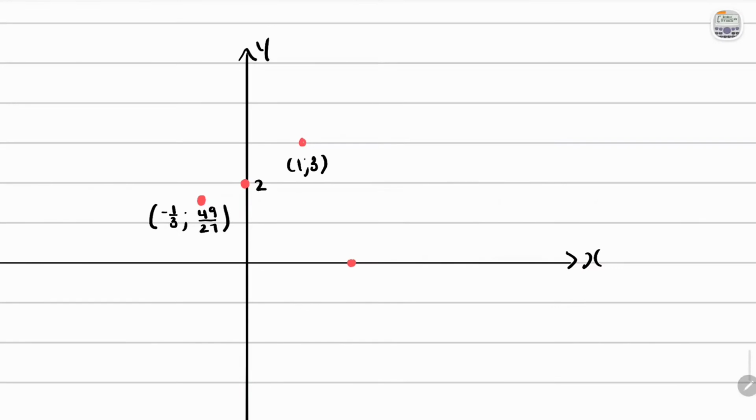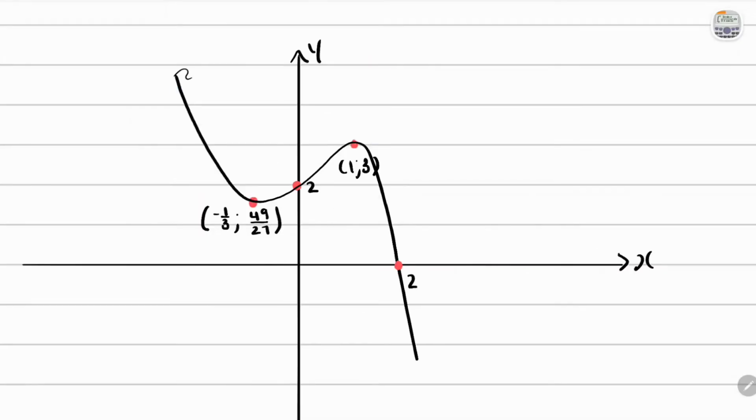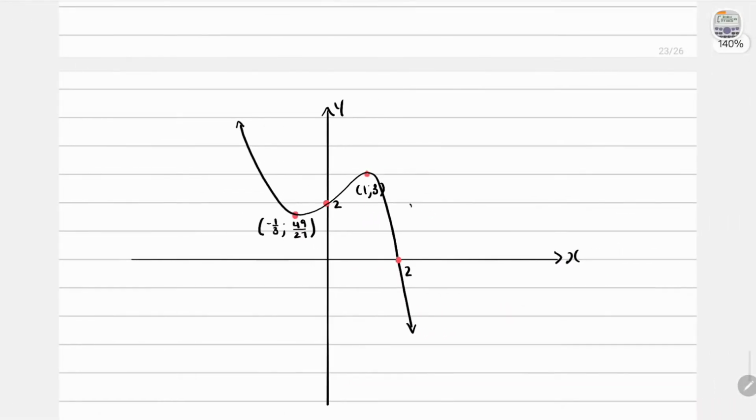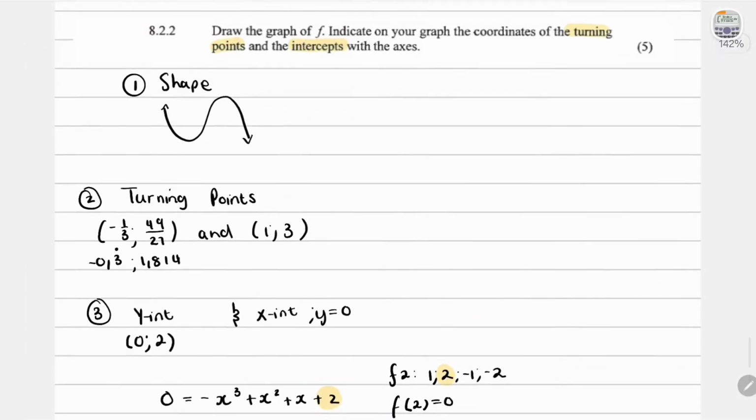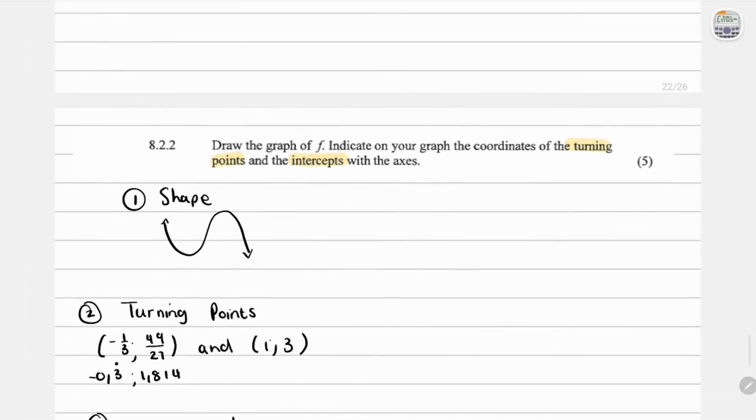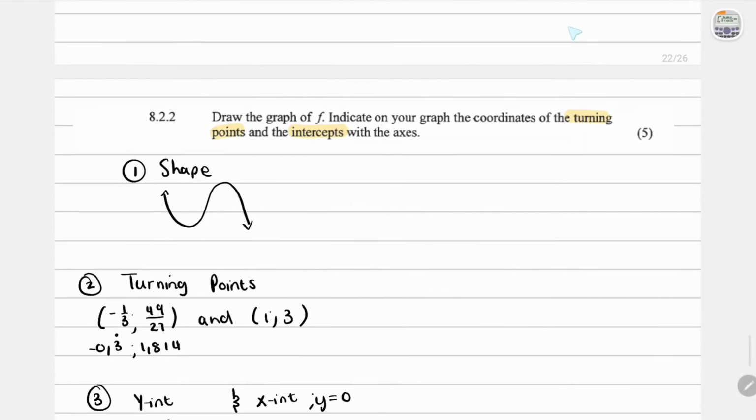And now with all those points, you know that the graph looks like this. We already figured out the shape of the graph. So this graph is going to go like that, up, like that, and then down. Okay, I'll just draw those points properly. Okay, so that is what our graph will look like. And this is the graph of F. Okay, so that is it for question 8.2.2. And moving on to the next question.